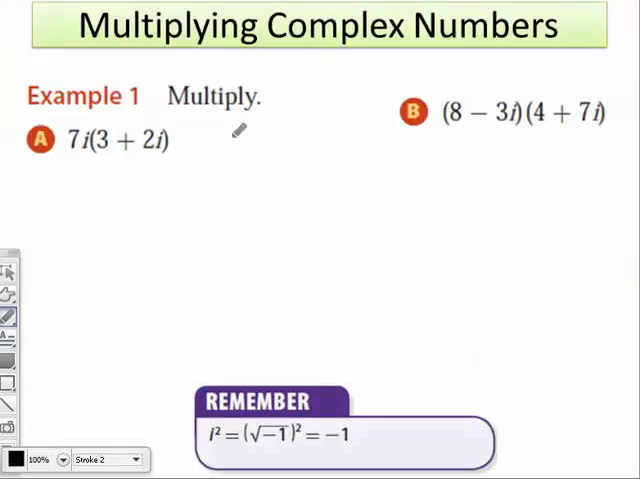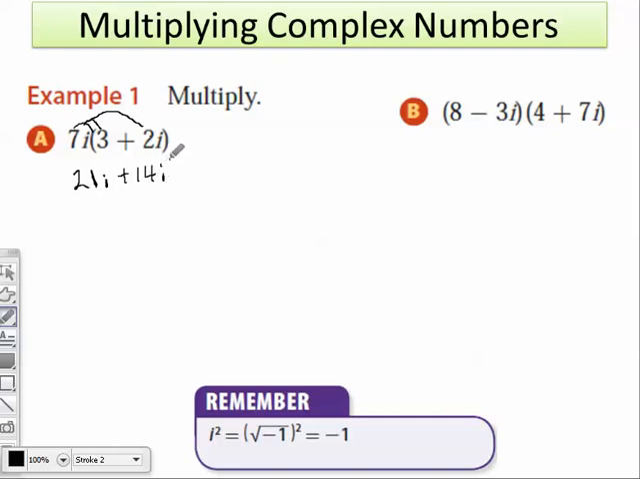So, if we're multiplying things, what we're going to do is take this and use the distributive property. And we're just going to multiply it times both of these two numbers. It really is just the distributive property. When I multiply 7i times 3, I get 21i. So I just turned a real part into an imaginary part. I'm going to multiply the 7 times the 2, and I'm going to get 14.